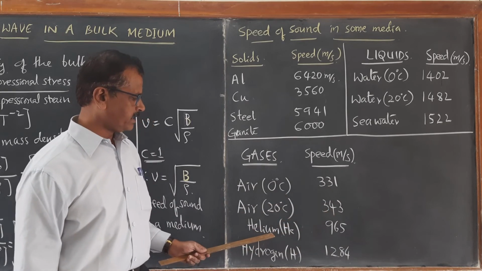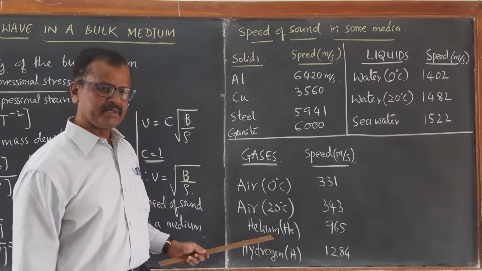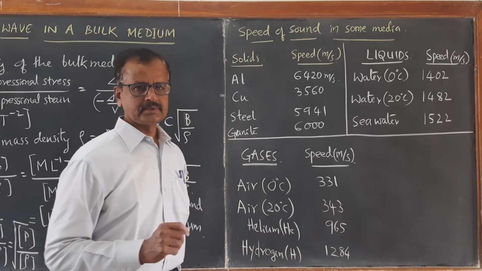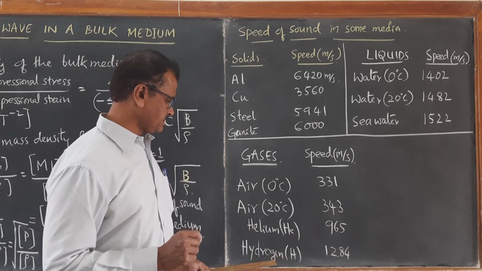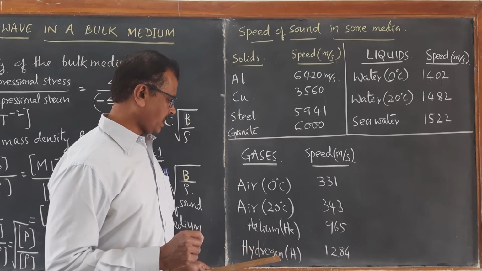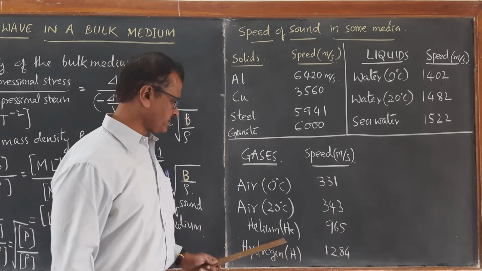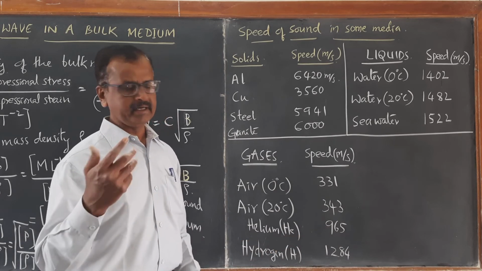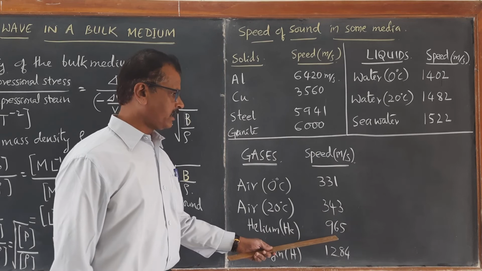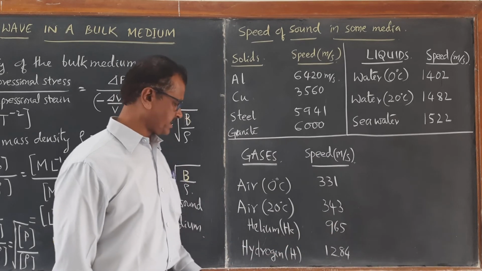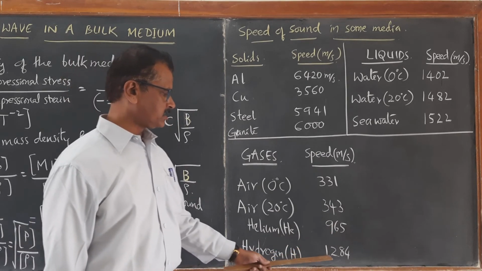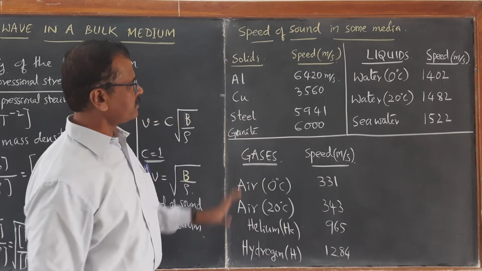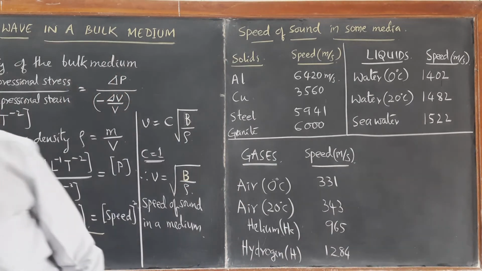Whereas in a very light medium, helium is light, right? And lighter than that is hydrogen. The hydrogen density is least compared to that of helium. So as density decreases, speed increases. So the speed of sound in helium is 965 meter per second, whereas in hydrogen it is 1284 meter per second. So these are the data. From this, the speed of sound in solids is maximum.